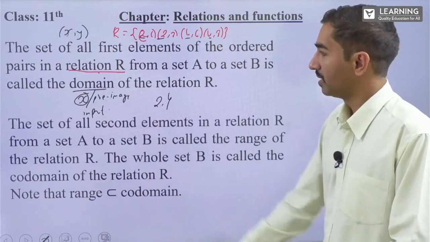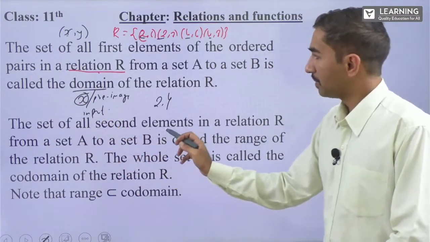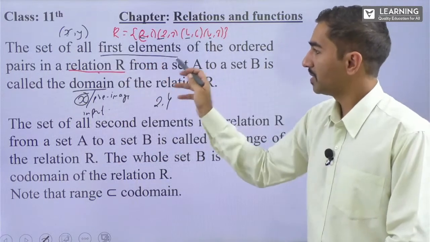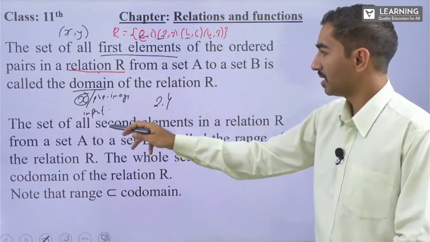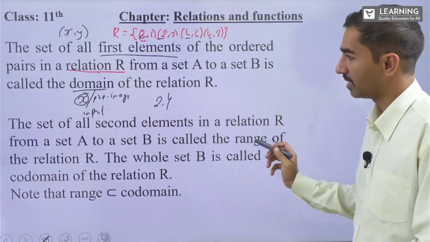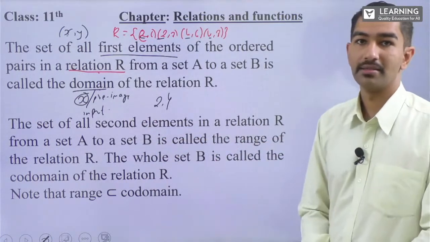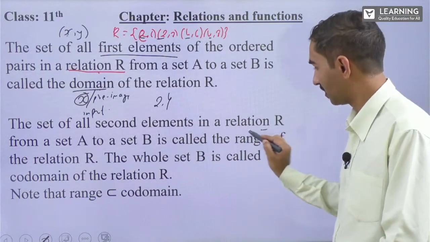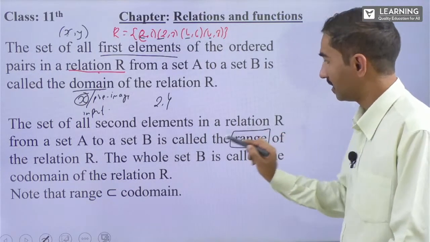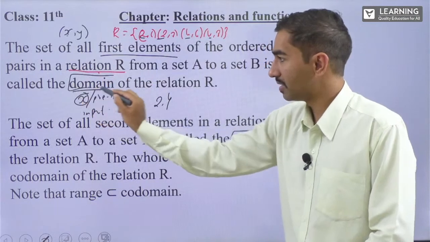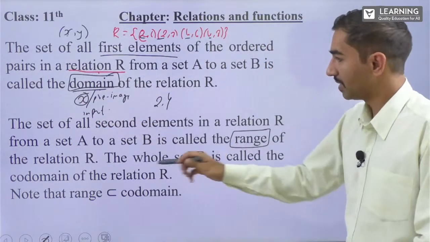See the next one. The set of all the second elements. So these are the first elements, right? First elements are called what? Domain. The set of all the second elements in a relation R from set A to set B is called the range of the relation. Okay, now we got another term called range. Here we got a term called domain. Okay, range of the relation R.